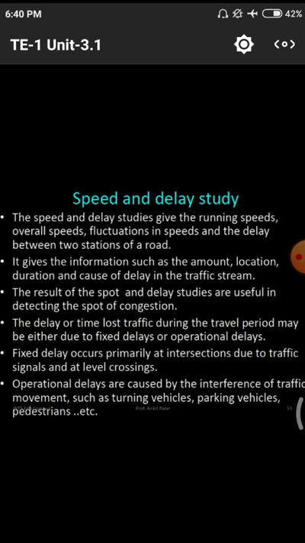Next one is the parking vehicles. On the roads itself, they are simply parking and going to the shops, so that there may be some cause of obstruction to the vehicles. All those come under these operational delays. That means it is not by the individual person, it is caused due to the operations, that means operations caused in the particular length of the road.